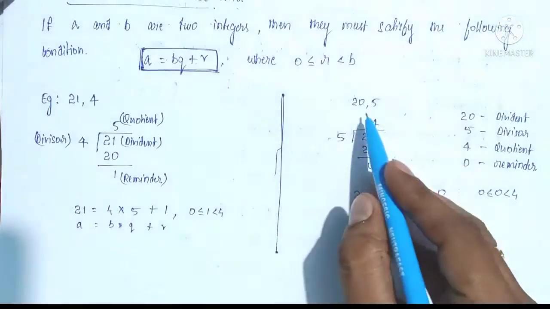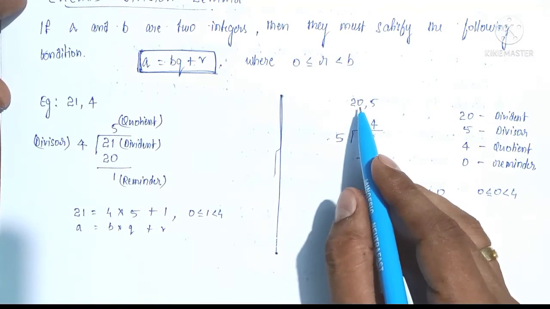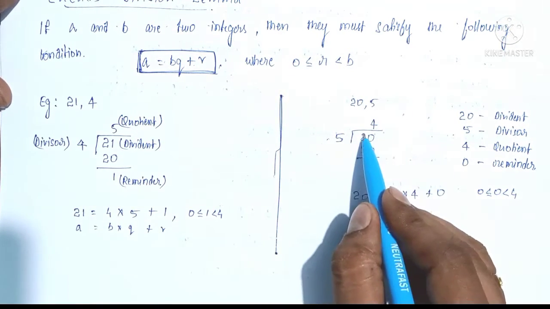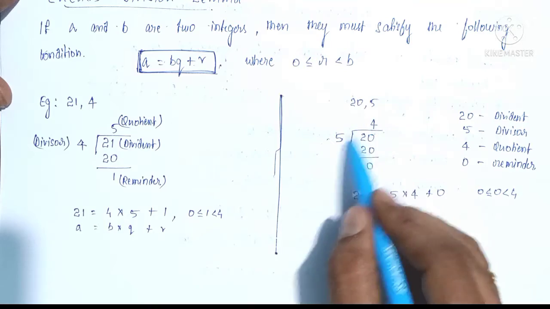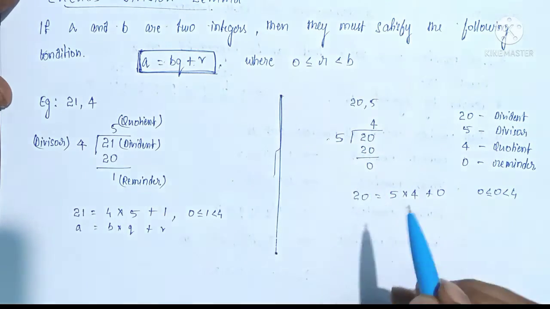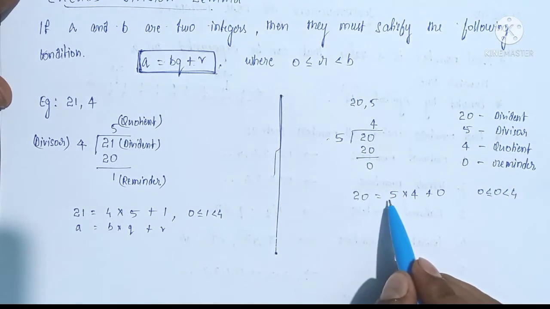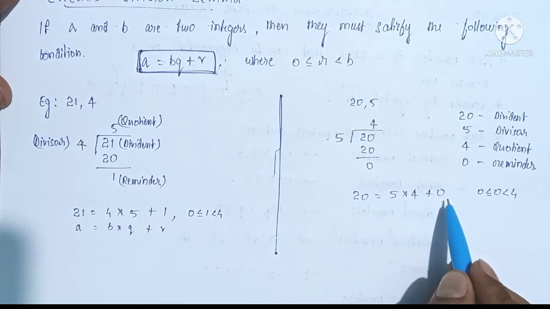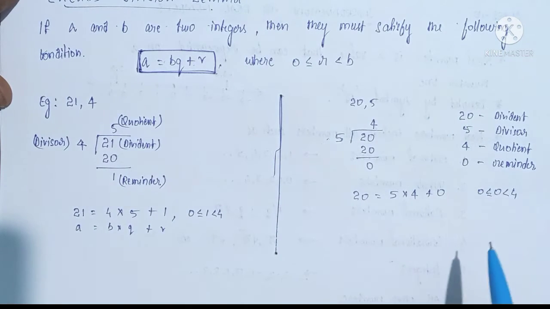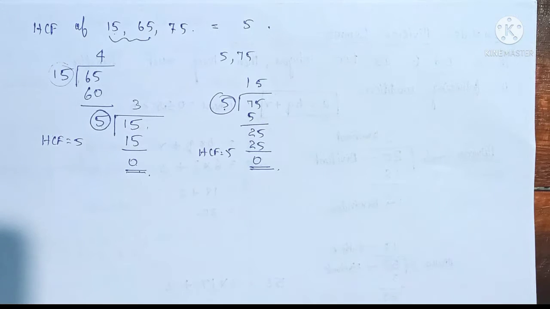We can check with the integers 20 and 5. So we are dividing 20 by 5. 4 5s are 20, the remainder is 0. So we can write 20 is equal to 5 into 4 plus 0. This is Euclid's division lemma.